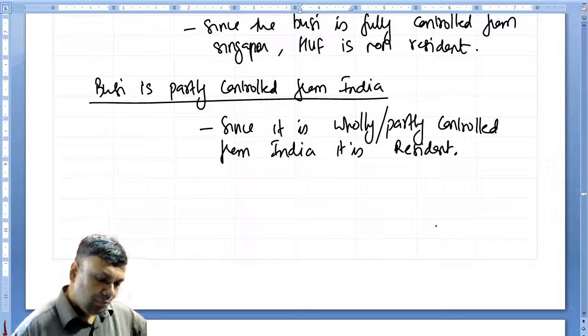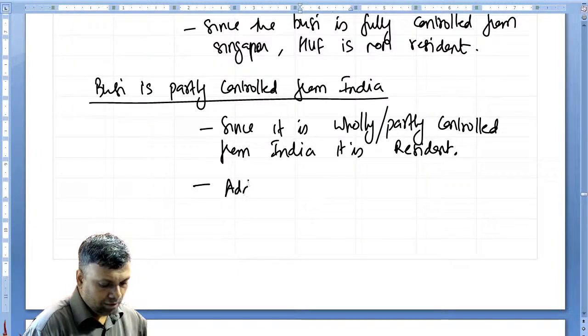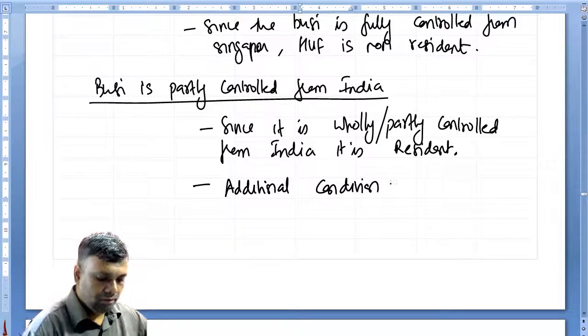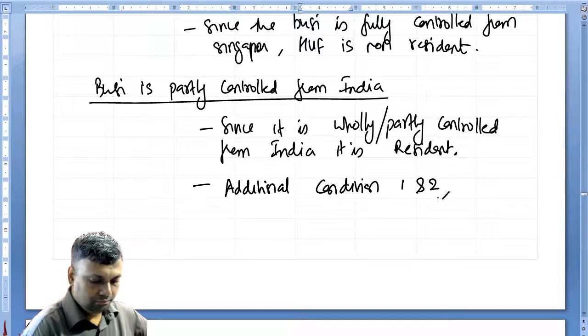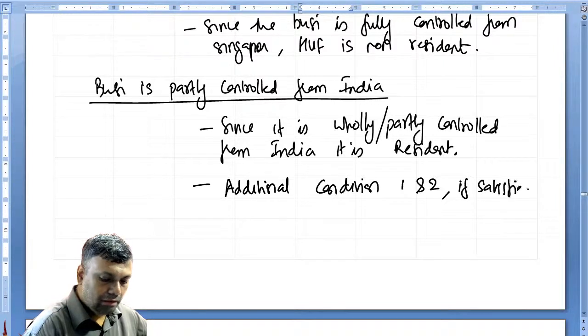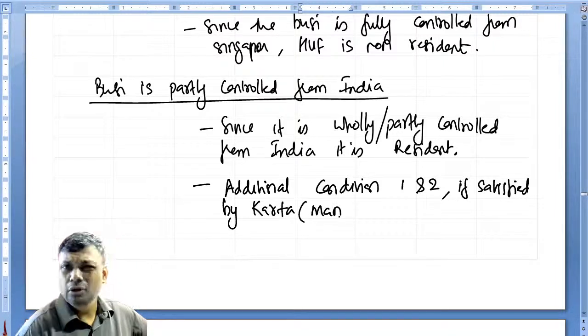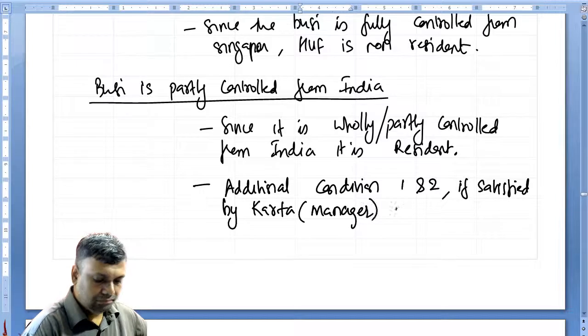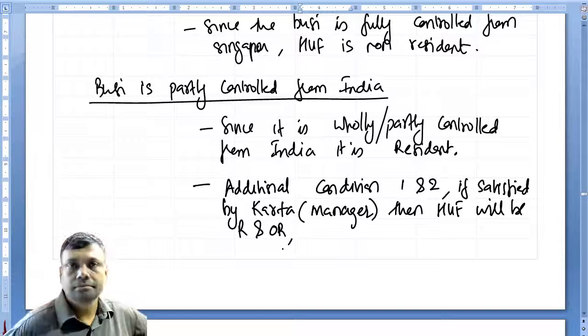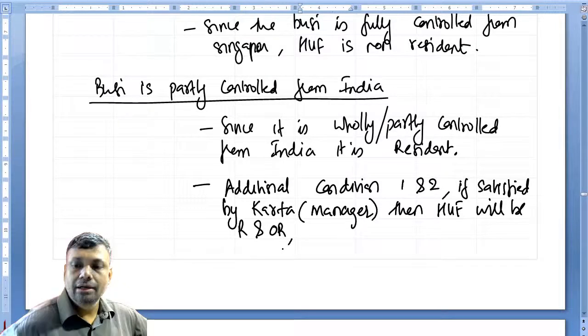Alright. Now the additional conditions 1 and 2, if satisfied by the Karta, in English I am just writing manager, then HUF will be resident and ordinarily resident.